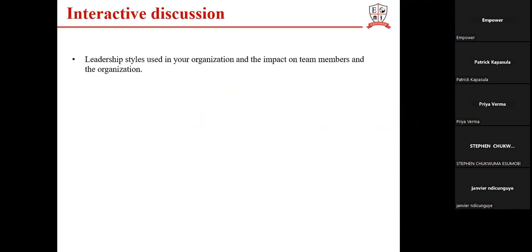Yeah, so I have to start. In my organization, we dominantly use the democratic leadership style. Of course, we may also talk of the situational leadership style. There have been a lot of changes happening in my organization for the past year, which prompted us to adopt different models of leadership at different particular moments.